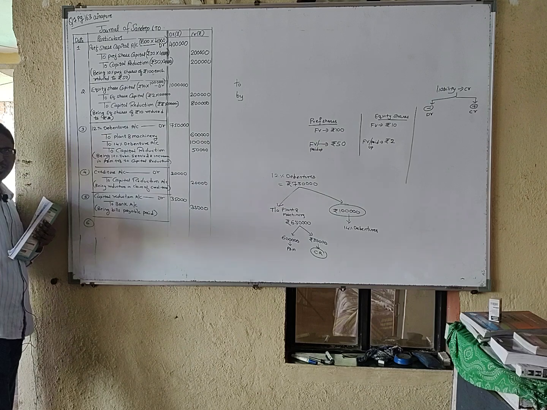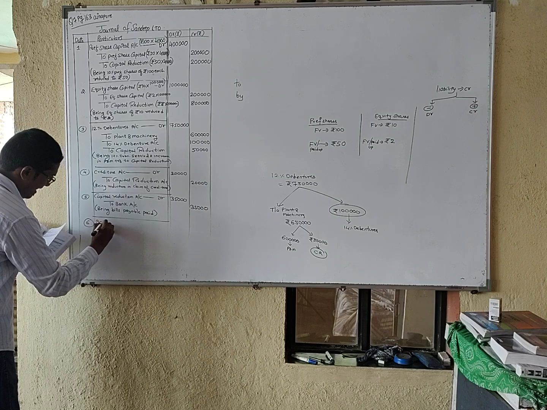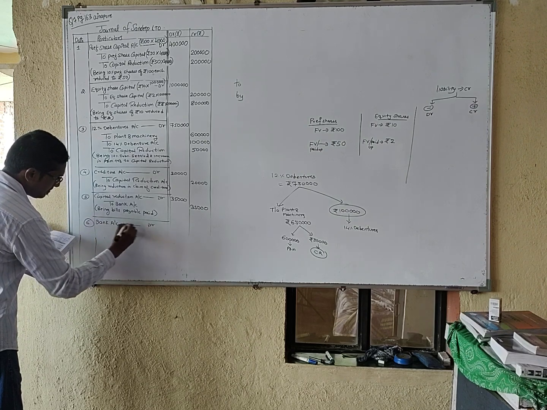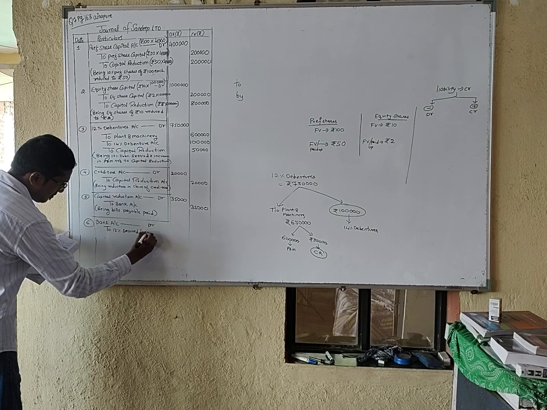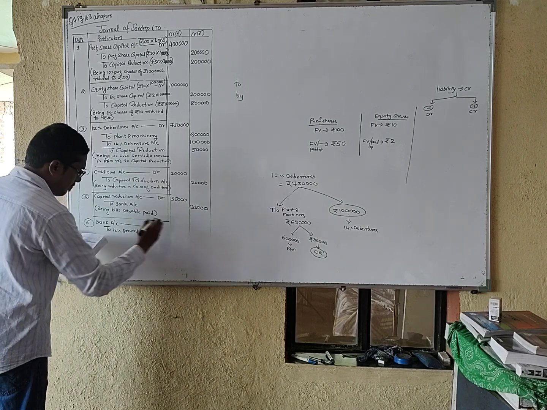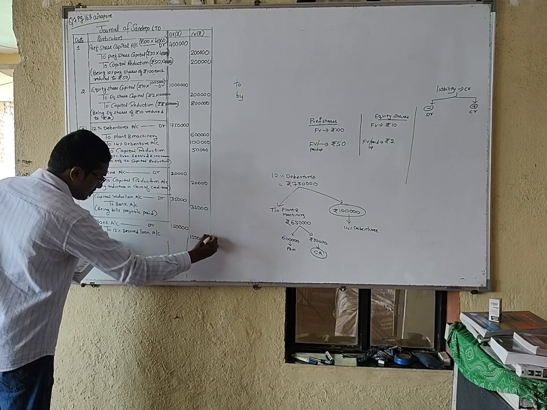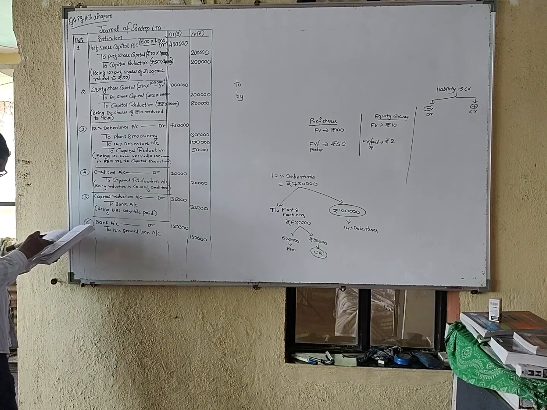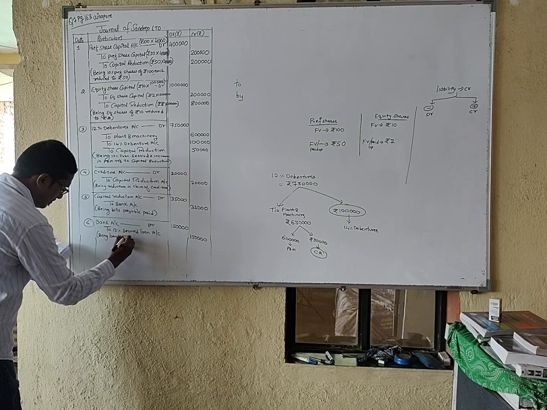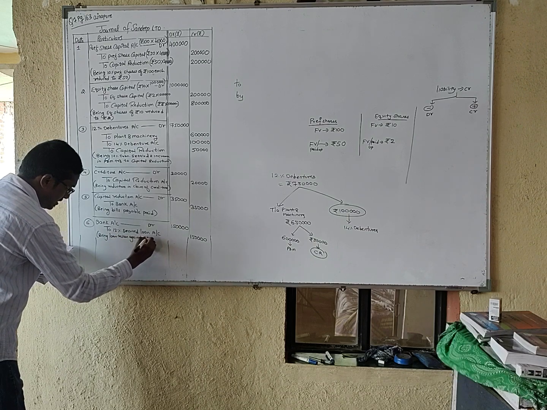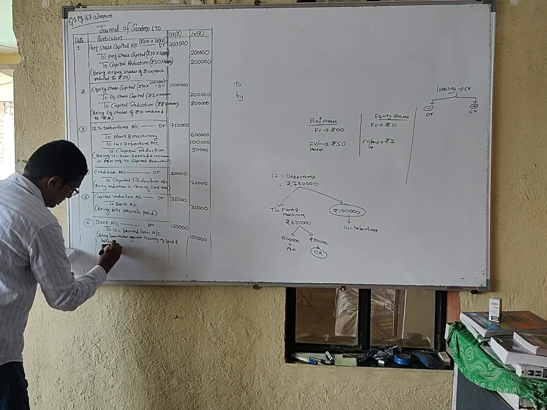Loan is taken means cash is coming in. So bank account debit to 12% secured loan. Bank account debit to 12% secured loan, 1,50,000. Okay. Being loan taken against security of land and building. Okay.